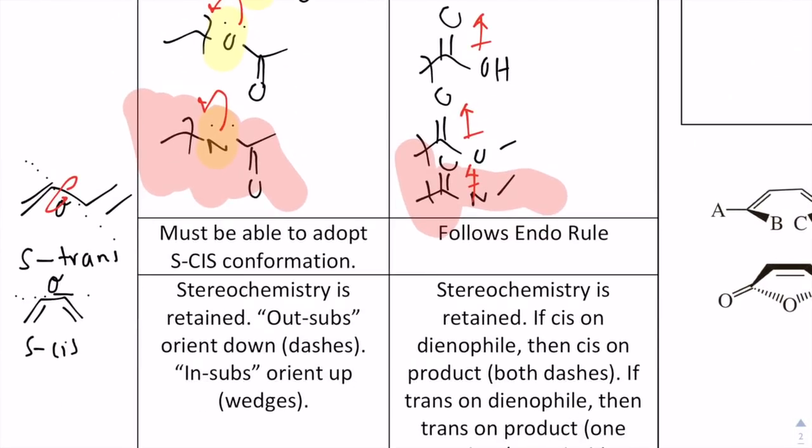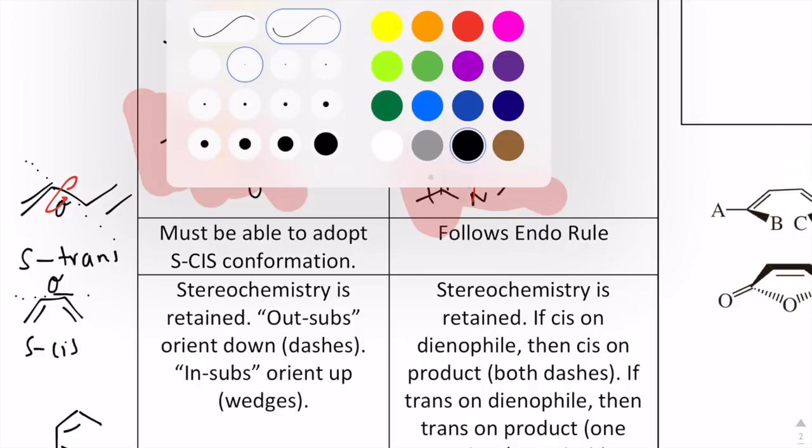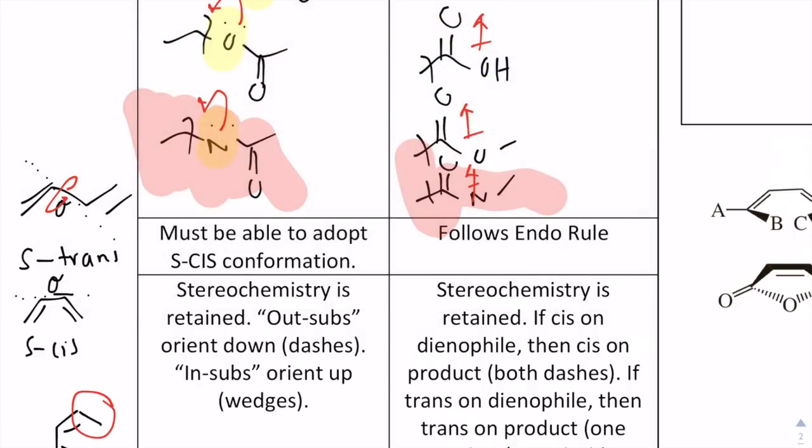All right, so then finally, stereochemistry is retained in the diene, so the outer substituents are going to orient downwards on dashes, and I have a good graphic in a second, while the inward substituents are oriented up on wedges. So what do I mean by that? If I were to draw my diene in this S-cis conformation, and I were to have a substituent there and a substituent here, this substituent that I drew over here is going to be considered inward. So this is an inward substituent, and this one is going to be considered outward. Those inward substituents are always going to end up on a wedge, and we'll explain that in a second. And that outside substituent is always going to go onto a dash, all right?